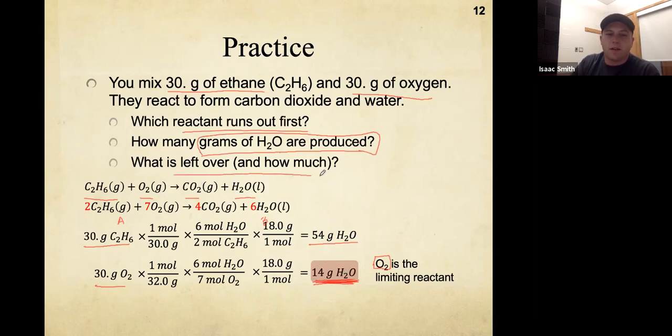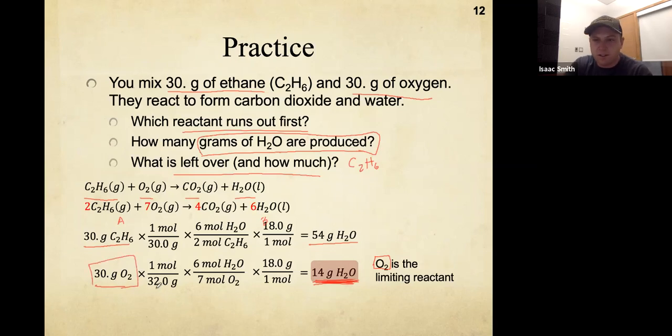What is left over and how much? Okay, so since oxygen is a limiting reactant and it runs out first, it's going to be totally consumed, which means the ethane is what is left over, right? So ethane is left over. And how much? In order to do this step, we're going to figure out how many grams of ethane are required to burn all 30 grams of oxygen.